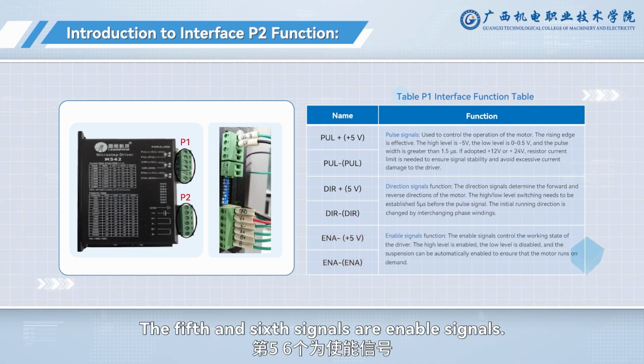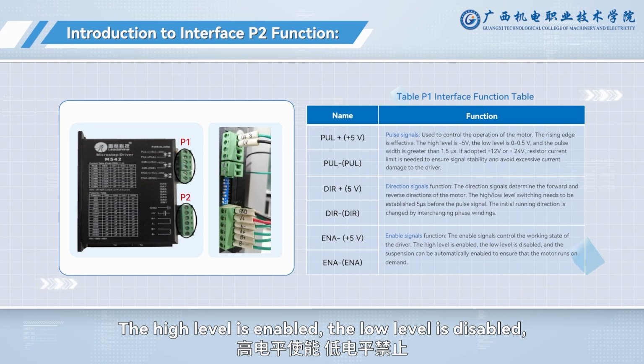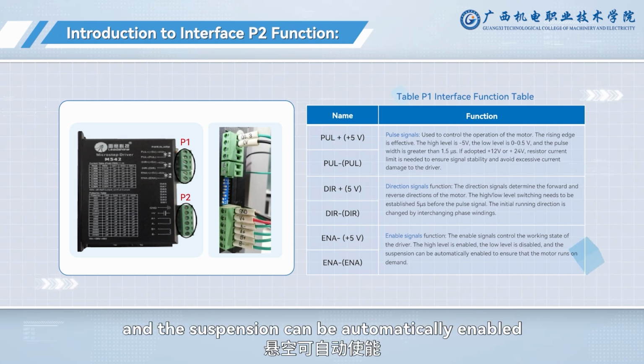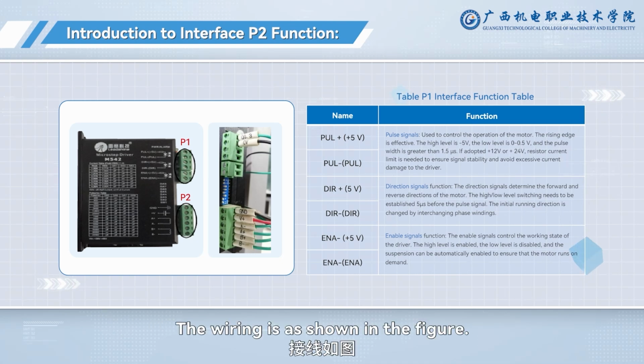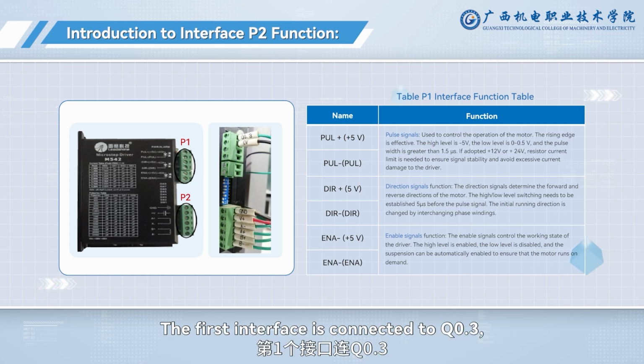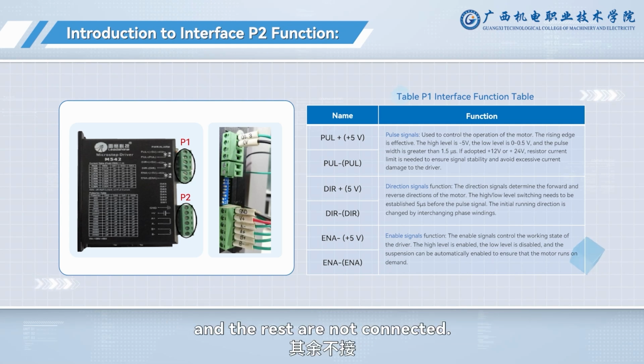The fifth and sixth signals are enable signals. The enable signals control the working state of the driver. The high level is enabled, the low level is disabled, and the suspension can be automatically enabled to ensure that the motor runs on demand. The wiring is as shown in the figure. The first interface is connected to Q0.3, the second interface is connected to 0V, and the rest are not connected.